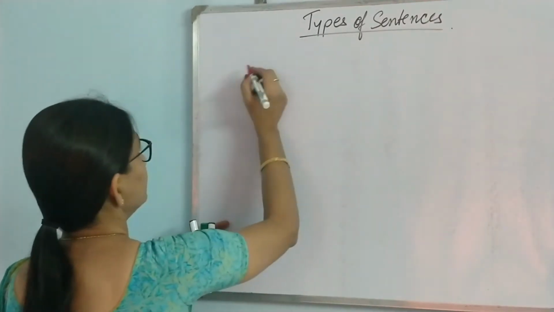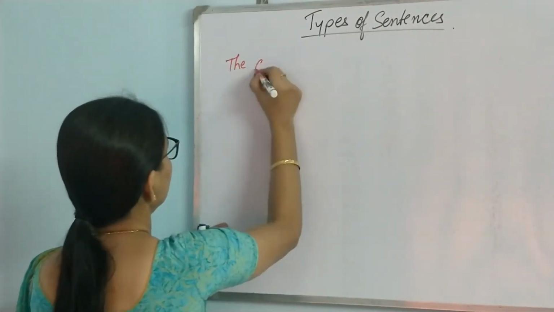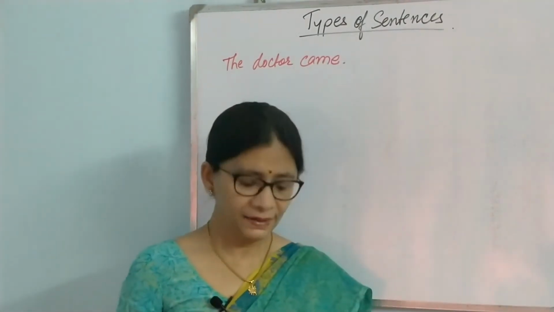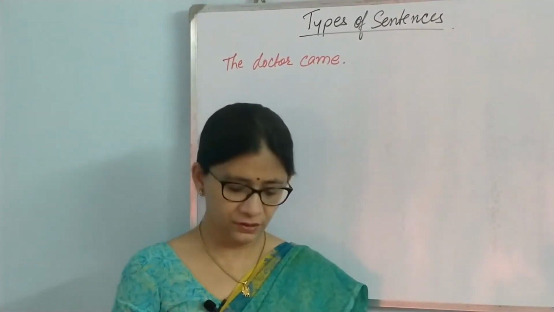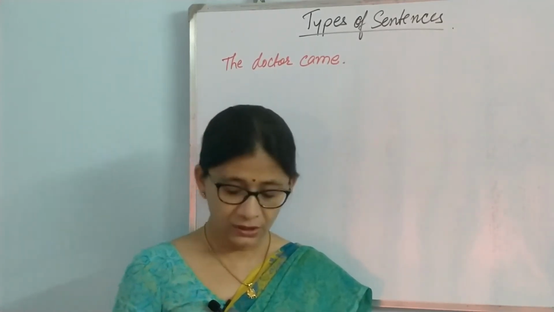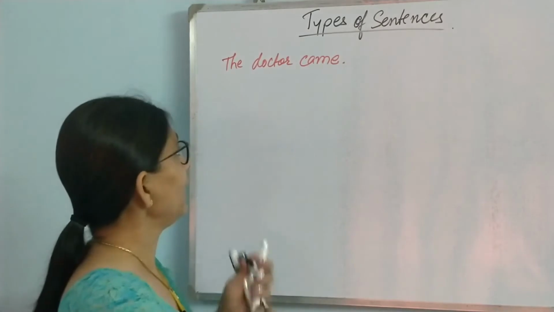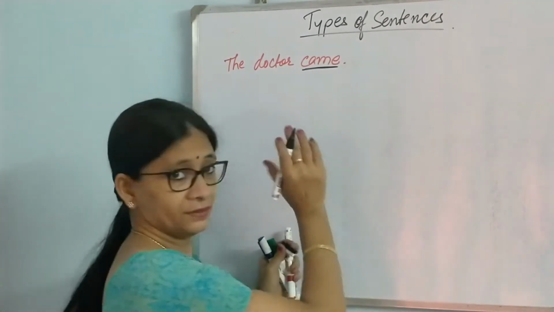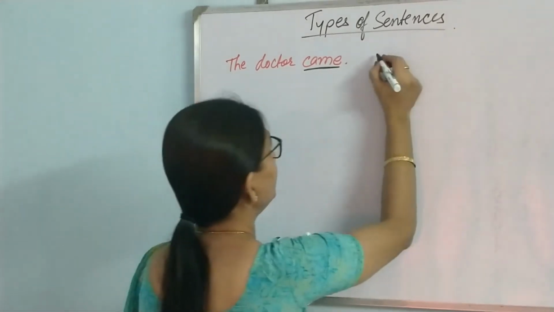So if I write, the doctor came. The doctor came. It's a very simple sentence, isn't it? There is one subject, the doctor, and there is a verb, came. This kind of sentence which has just one verb is known as a simple sentence.